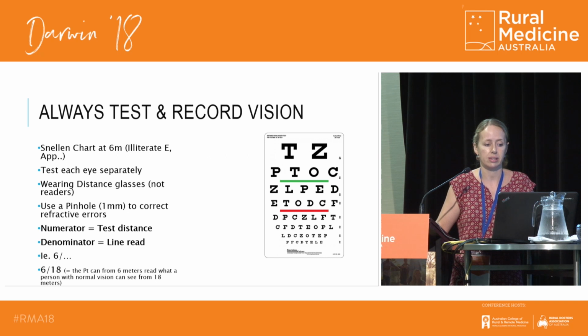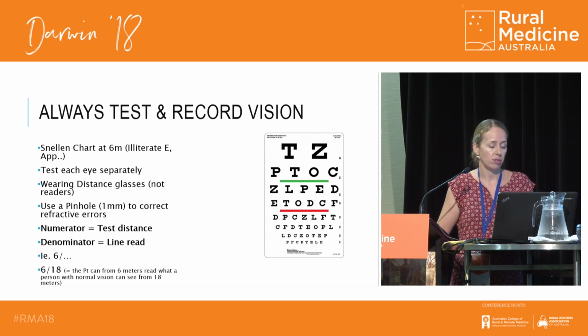Patients can be 6/6 and be blind in one eye if you check with both eyes open. Always test them with their distance glasses, not their reading glasses. And again, it's important to specify this for the patient, because if you just tell them to put their glasses on, they might only have reading glasses and they can't see anything on your chart. So just clarify that with the patient as well.